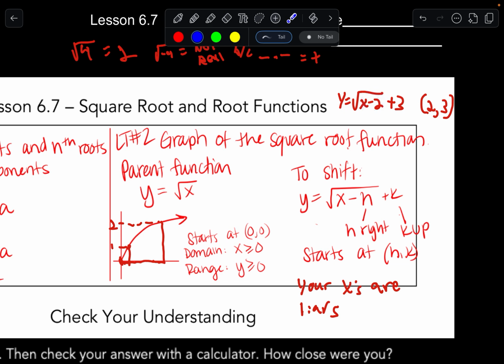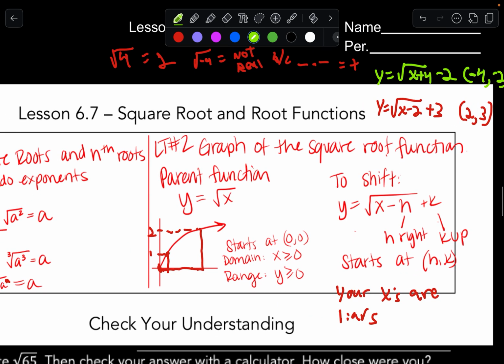And if you had, that's the wrong one. If you had y equals the square root of x plus 4, minus 2, the starting point will be at (-4, -2). Your x's are liars. Do not forget that. That's how you can easily graph this.